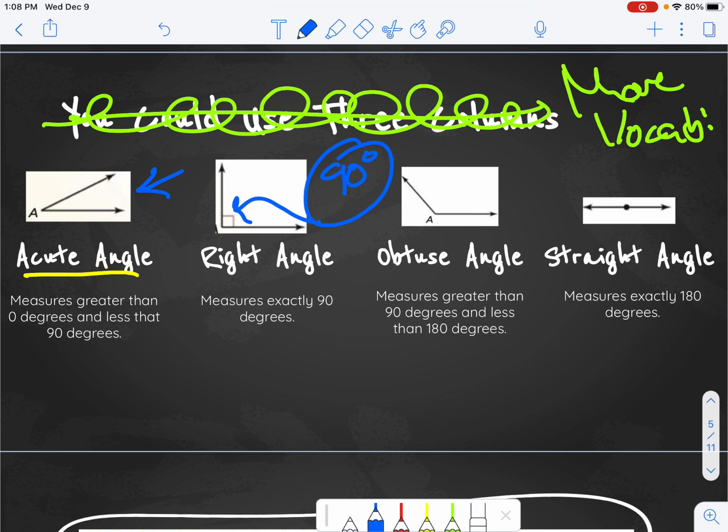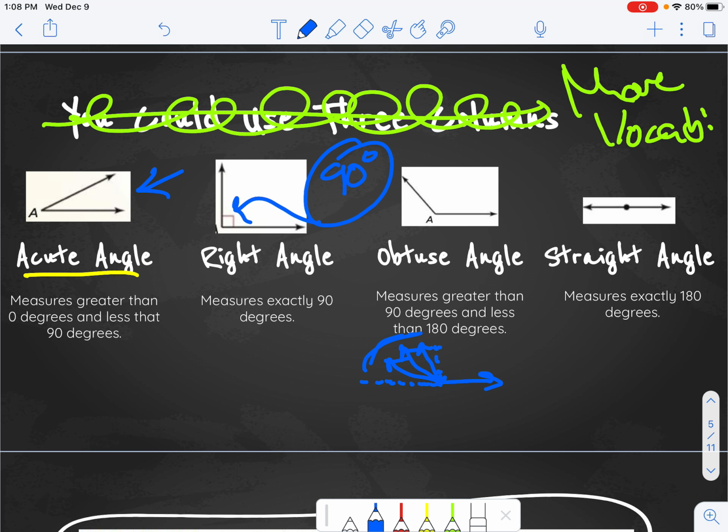An obtuse angle measures greater than 90 and less than 180 degrees. So if we have one ray, 90 degrees is here, obtuse angle could be anything that is this way. Now, like it says, it can't be more than 180.